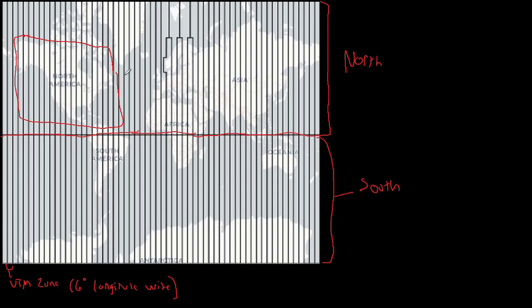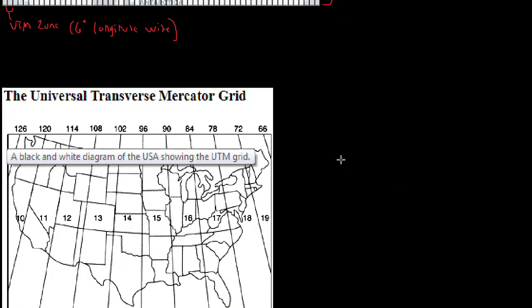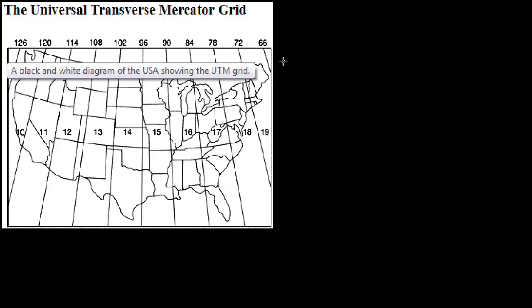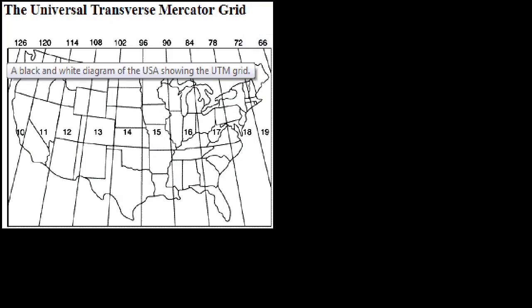So let's go ahead and quickly look at an example of the UTM zones in North America specifically, because that's going to probably be the most useful. Okay, so this is the UTM zones just for North America. You'll notice that California, we're at zone 10 north.